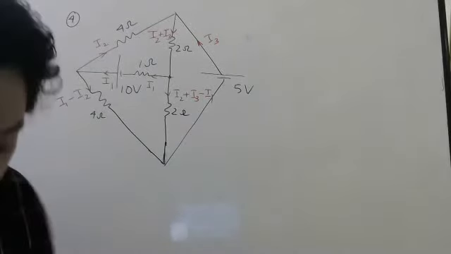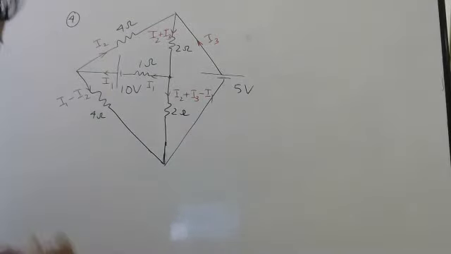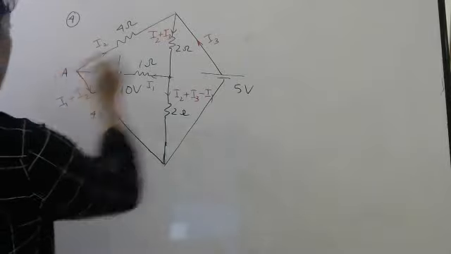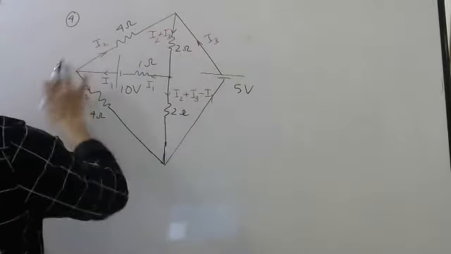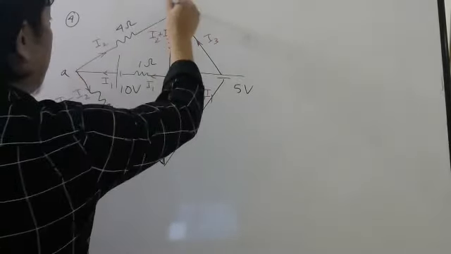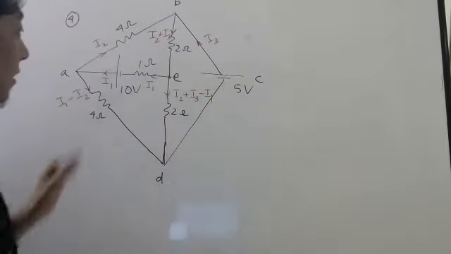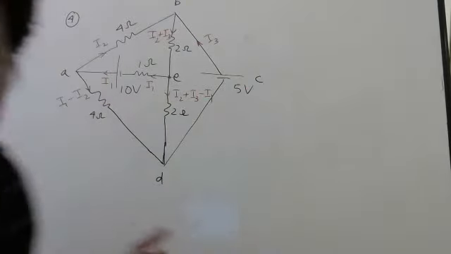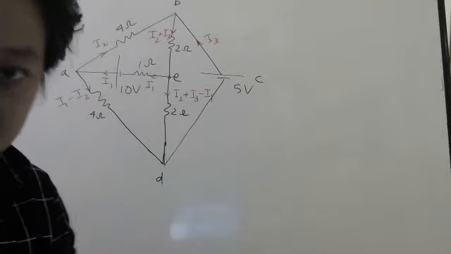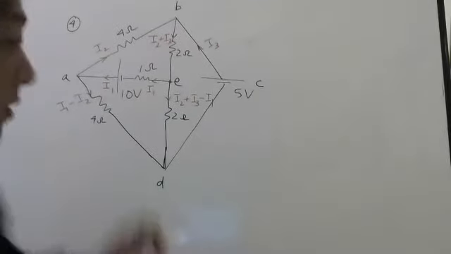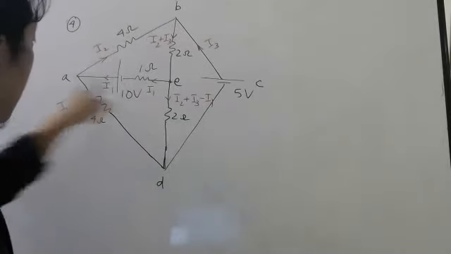So let me give some names to these points. A, let me call it small letter a, then B, C, D, E. It may not match with the book, but it doesn't matter. Okay. So this is A, B, C, D, A, E.